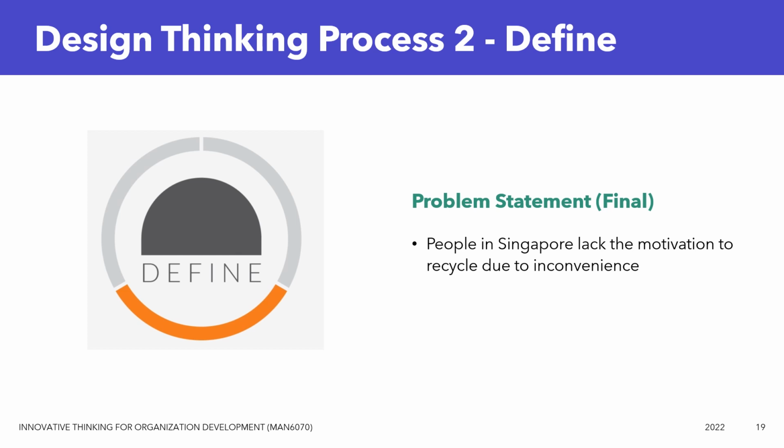After following stage 1 of the design thinking process and using the information gathered, I proceeded to stage 2 of the design thinking process, where I came to a final iteration and definition of my problem statement. People in Singapore lack the motivation to recycle due to inconvenience.